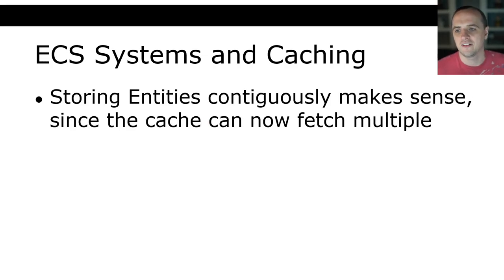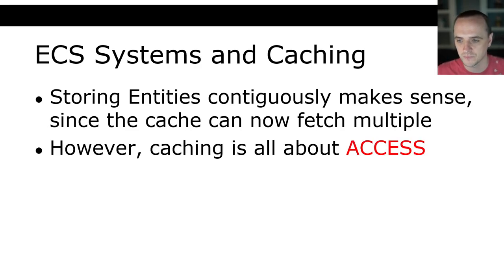So storing entities contiguously, initially, it makes sense, right? Because maybe we can fetch multiple entities with a single lookup. So maybe we could get two or even three entities in a single lookup. That would be great. However, when we talk about data-oriented design and caches, cache hits and cache misses is all about how we access the data. So you have to store things within the context of how that data will eventually be used, right?